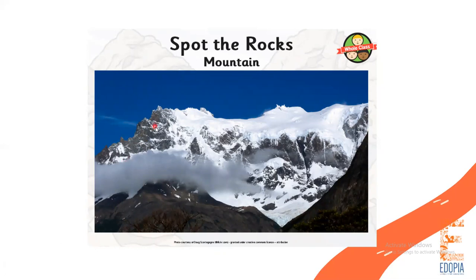Then you saw the picture of this mountain. These mountains are also completely made out of rocks and snowy peaks. It's covered in snow, but underneath the snow are also rocky mountains.